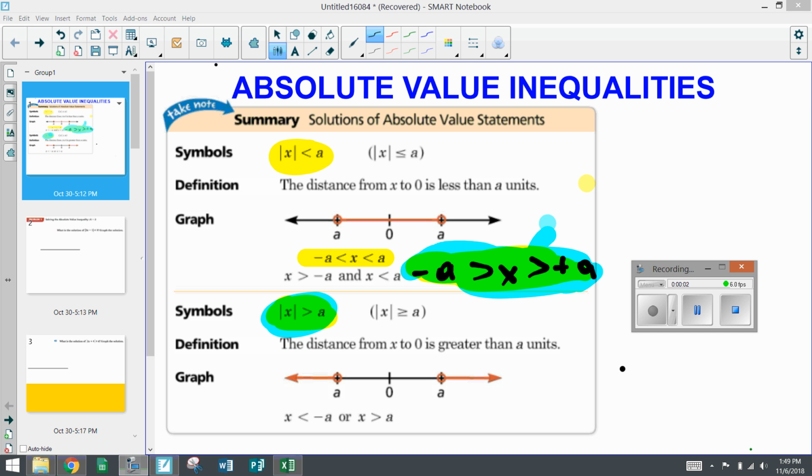Today we're going to learn absolute value inequalities. We're writing the yellow ones, the highlighted ones, and then the green ones go together. This graph belongs to the yellow one, and the bottom one belongs to the green ones.